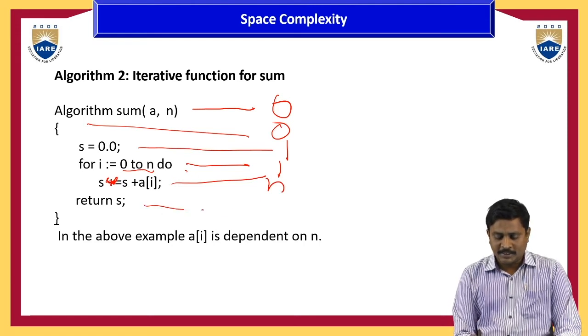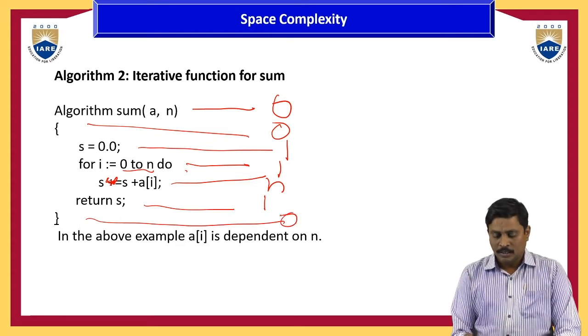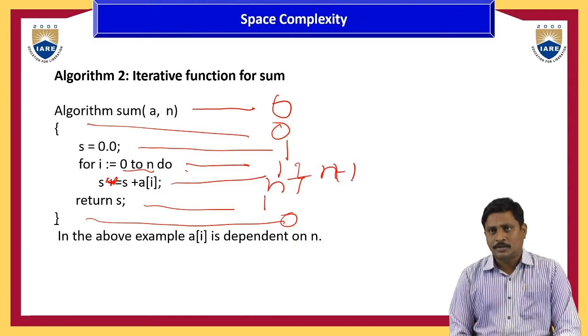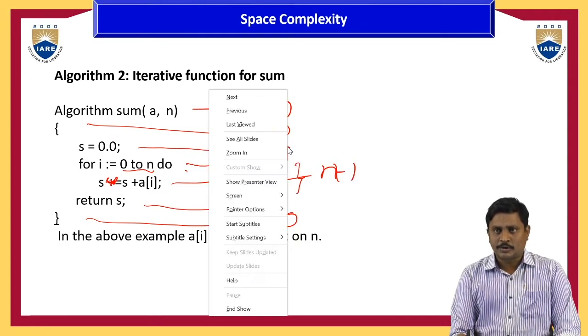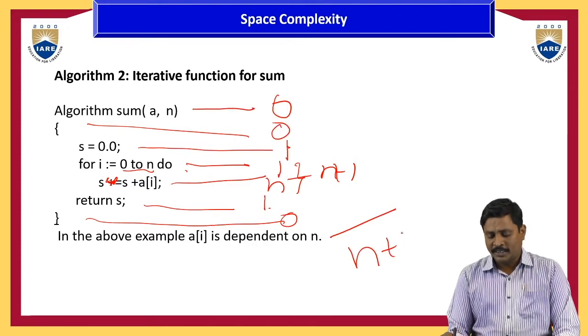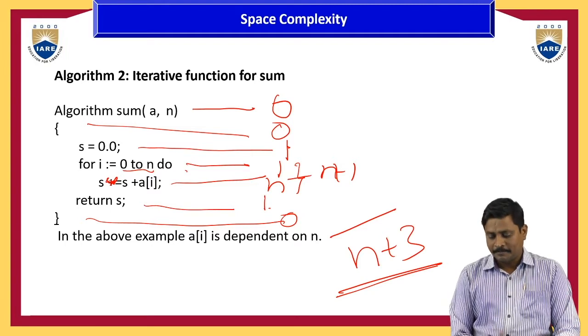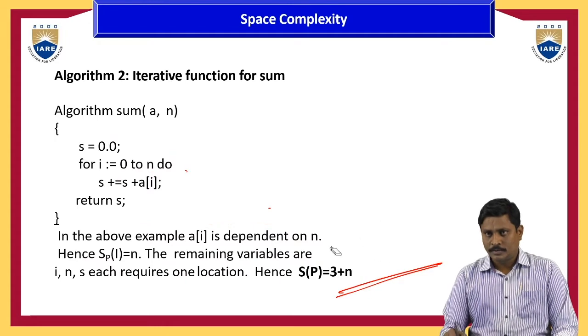A return statement is a simple statement, and it takes 1 step count. The braces take 0 space. Now the for loop and the statement below it take n plus 1 step counts. N plus 1 plus 1 is n plus 2, plus 1 is n plus 3. Totally n plus 3 step counts. That means the space complexity of the Sum(a, n) algorithm is n plus 3. Next, let's see some more examples.